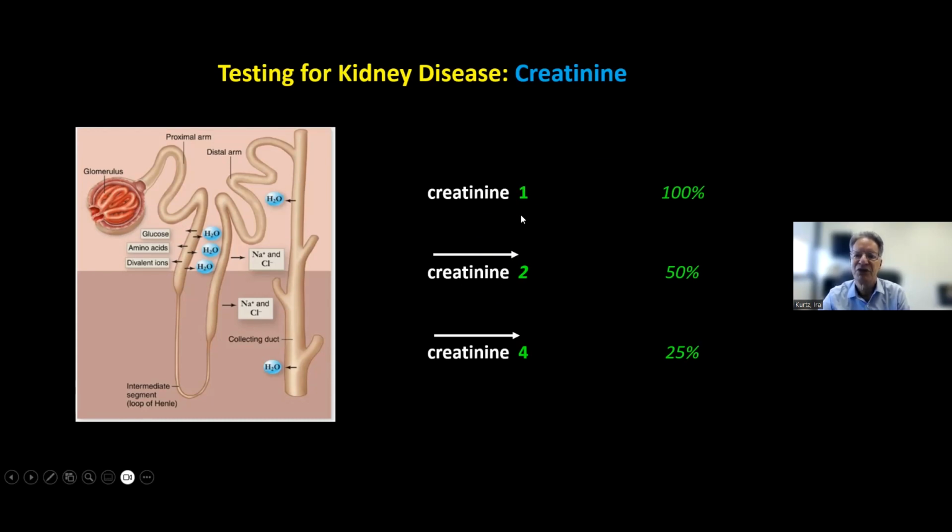The problem is if it goes from 1 to 1.2, that's already a loss of 10, 15% of the kidney function. And if it goes from 1 to 1.5, patients have roughly 75% of their kidney function. And that's a big loss. You've already changed CKD stages.